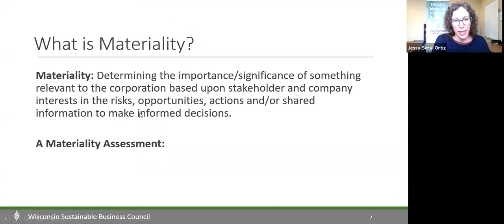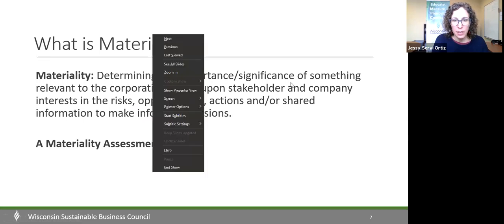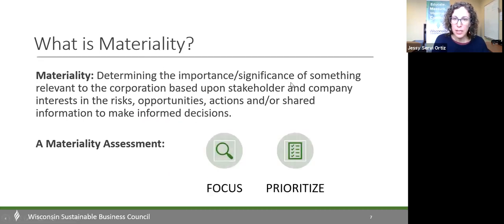Okay, what is materiality? A definition of materiality is determining the importance or significance of something relevant to your business based upon stakeholder and company interests in the areas of risk, opportunities, actions, and/or shared information to make informed decisions. What a materiality assessment does is help focus and prioritize actions and goals for an organization.